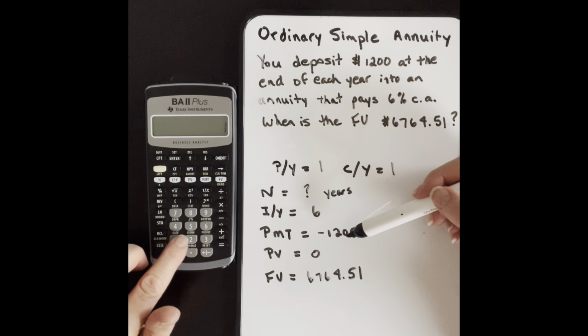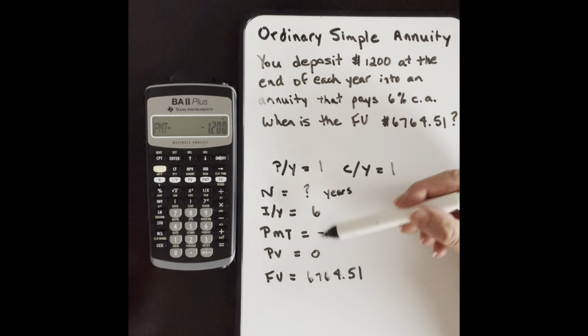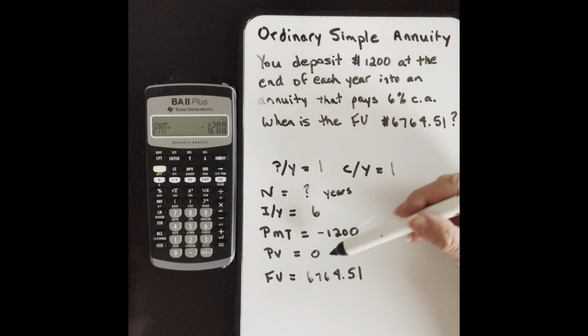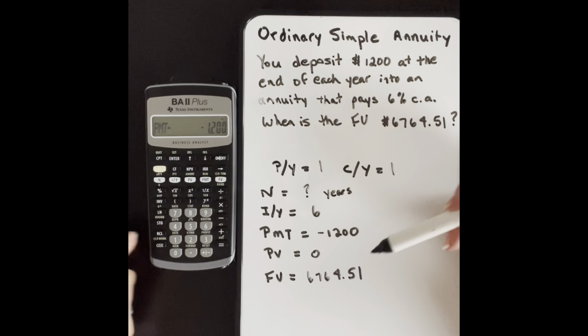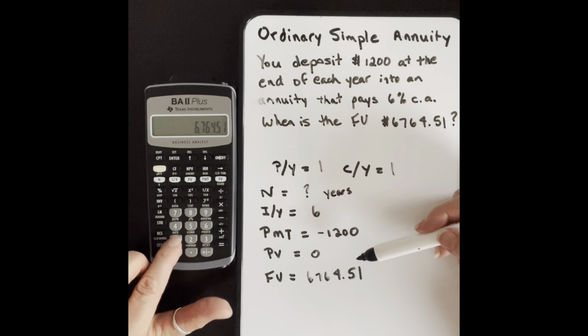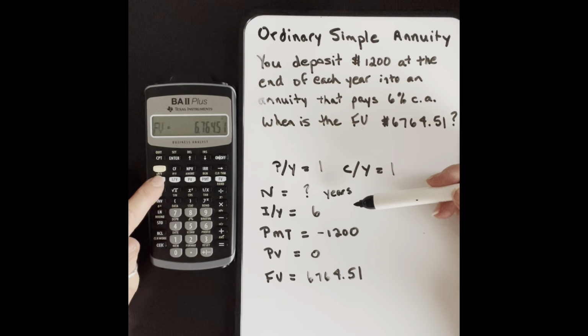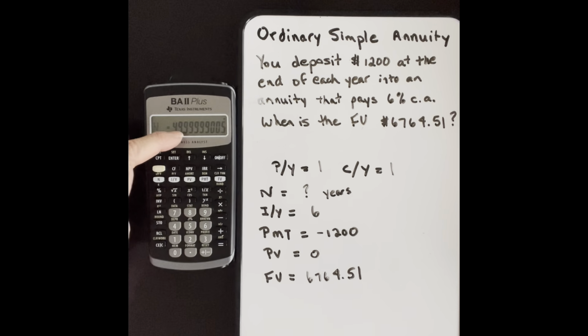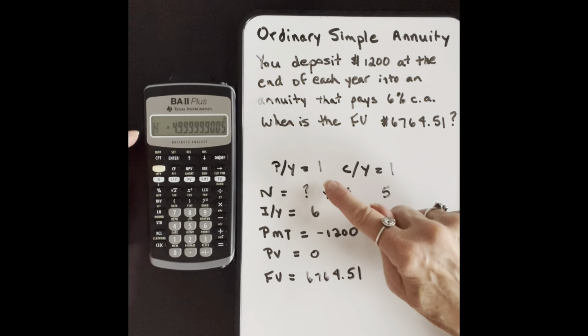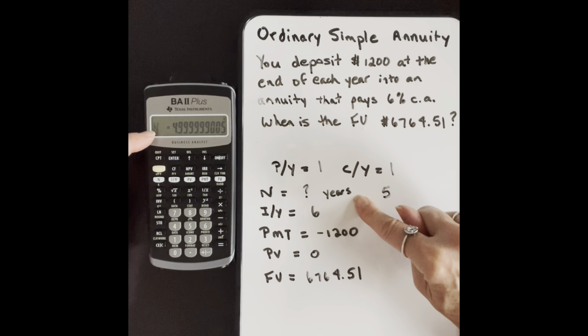Payment is $1,200, and we can make it negative. So change sign, payment. Present value is 0. It should be 0 since we cleared this, so we don't need to enter it. And future value is $6,764.51 for future value. Now let's compute N. And we get 4.999 and so on, which we can round off to 5 years. Just be aware that if our payments had been monthly and compound periods had been monthly, when we got N, that would be the number of months. So then you could change it to years by dividing by 12.